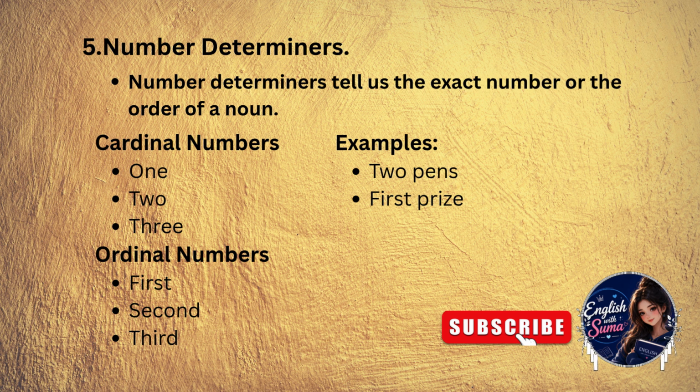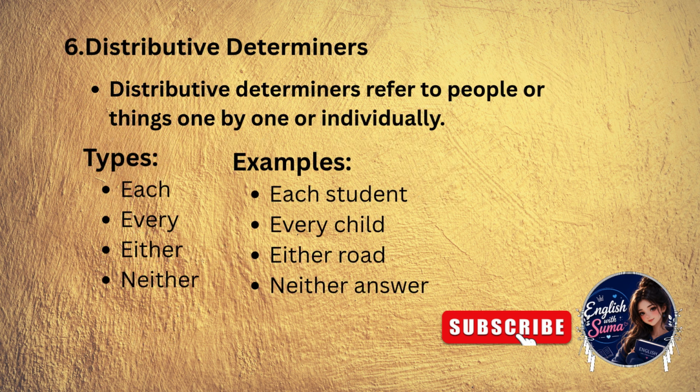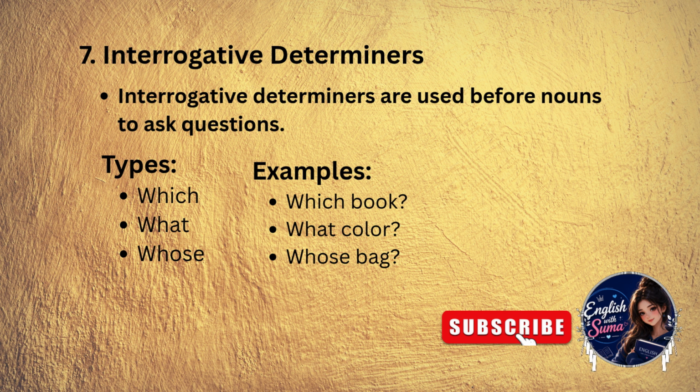Number determiners tell us the exact number or position of something. Cardinal numbers show quantity, while ordinal numbers show order. Distributive determiners focus on individual people or things instead of the whole group. Interrogative determiners help us ask questions about nouns.